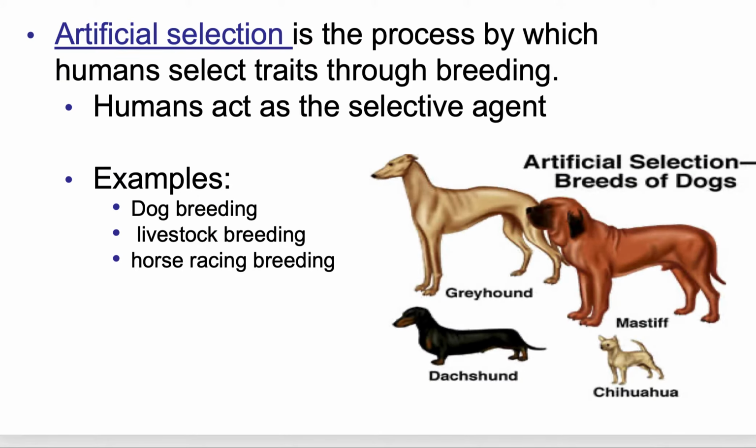All right, moving on. So, artificial selection is the process by which humans select traits through breeding. Humans act as a selective agent in this case. So, for instance, with dog breeding, breeders would want certain traits like cuteness. They don't want to breed the ugly dogs because people aren't going to want to pay a lot of money for an ugly dog. Or with livestock like cows, they want the cows that are big or produce a lot of milk. In horse racing, they want to breed the faster running horses for races. So they're going to pick out the traits that they want their offspring to have.